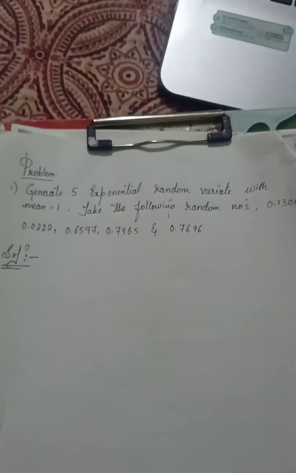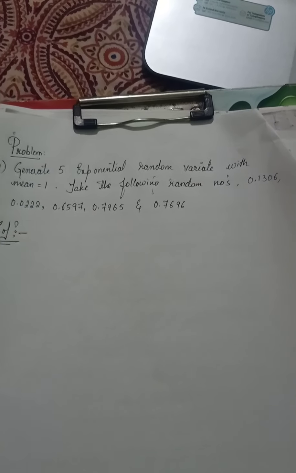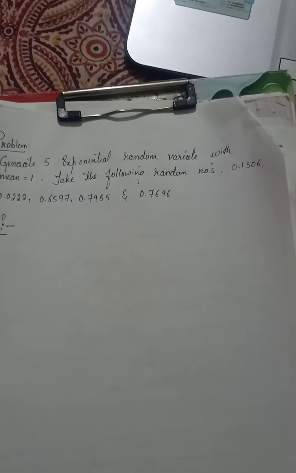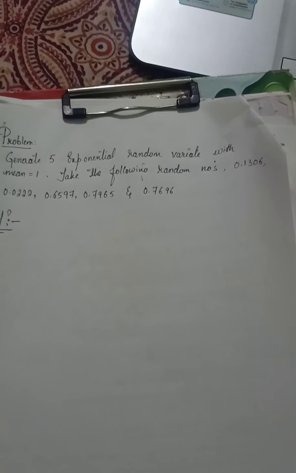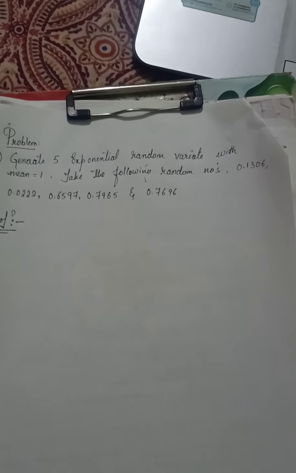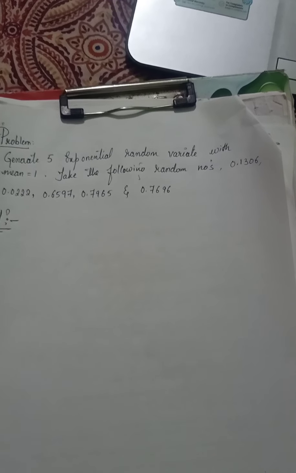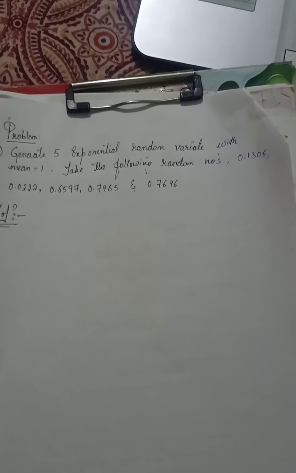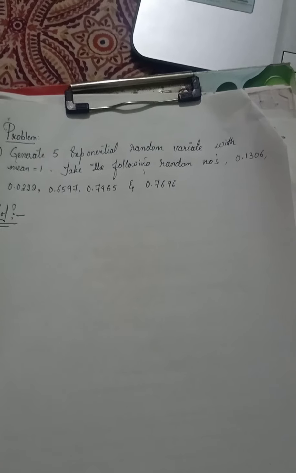Now we'll see the problem. What is the problem they had given? Generate 5 exponential random variates with mean equal to 1, and take the following random numbers. They had given the 5 random numbers: 0.1306, 0.0222, 0.6597, 0.7965 and 0.7696.